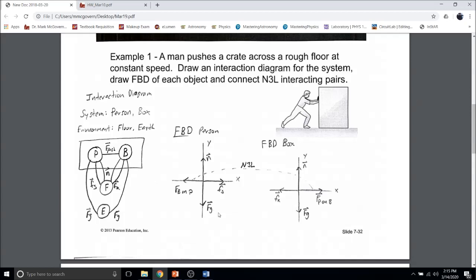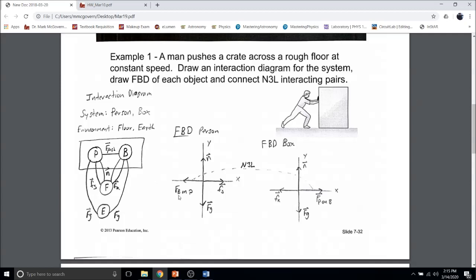So I really ought to have a different notation for F sub G and N actually. N should probably have N sub P on it to indicate it's the normal force exerted on the person. But there's an equilibrium in Y, so I want to make sure I draw the normal force just as high as I draw the gravity force going down. All right, great. Now, static frictional force is going forward. That's propelling the person. That allows them to push the box.